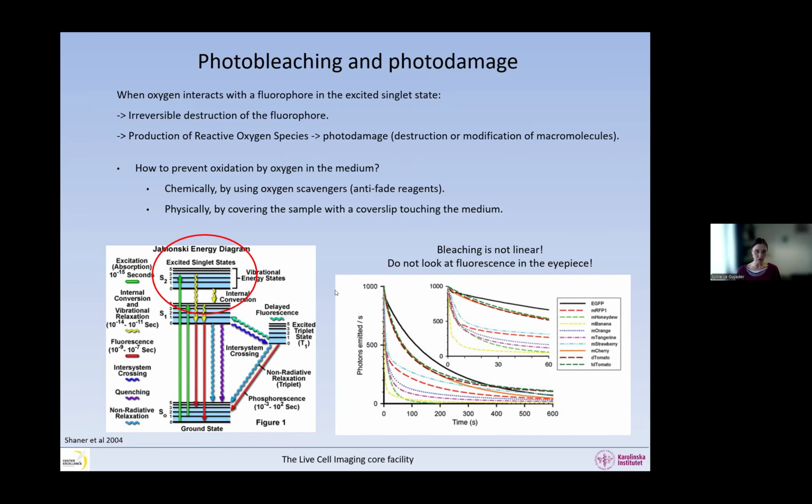It works for all microscopes. And once you get used to it, you will not ever need to look at fluorescence in the eyepiece. Either you focus on your sample with transmitted light or you image it, but you don't waste it by looking at fluorescence in the eyepiece, because then you bleach it.